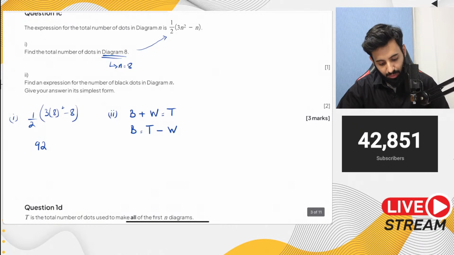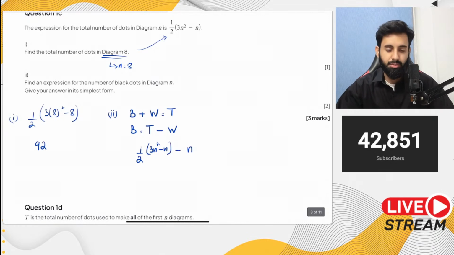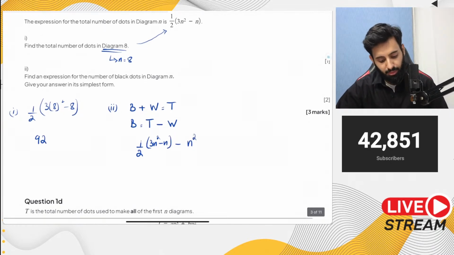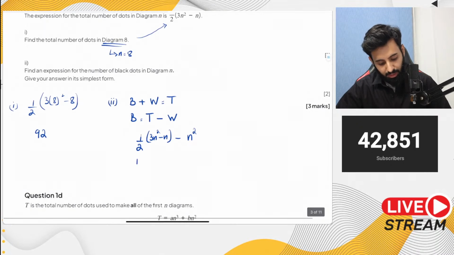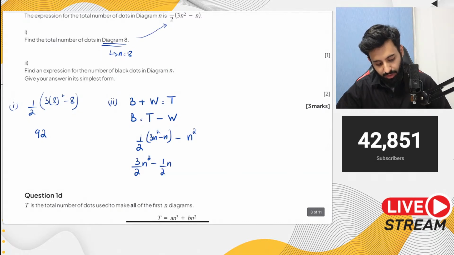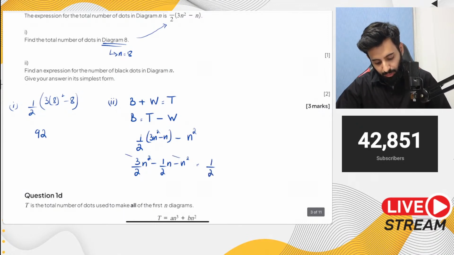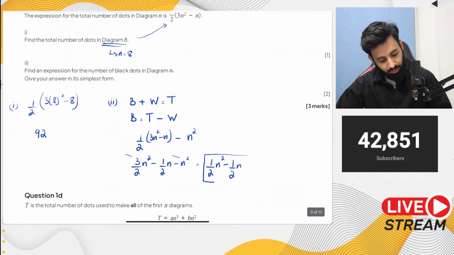So we have everything that we need. All we have to do is put it all together nicely. Half into 3n squared minus n, minus the number of white dots. Now this requires a bit of simplification. So 3 upon 2 n squared minus 1 upon 2 n minus n squared. This can be further simplified. 3 upon 2 is 1.5. 1.5 minus 1 is 0.5. So that means 1 upon 2 n squared minus half n. And there you go, that's your answer.